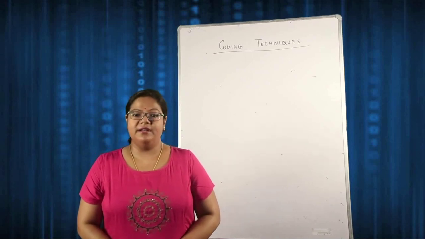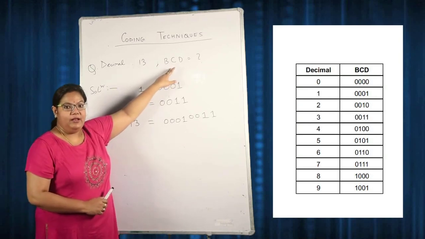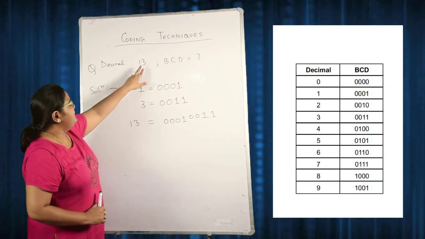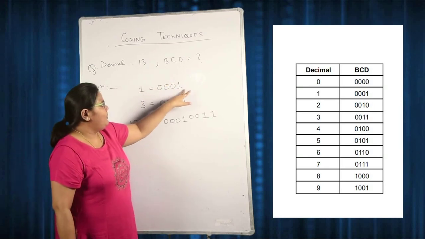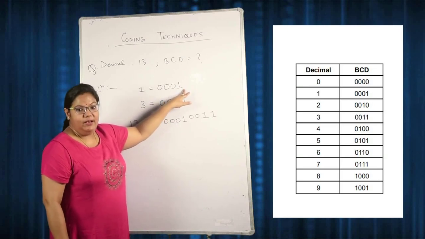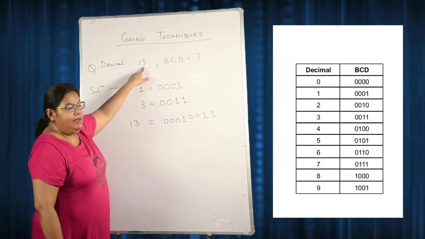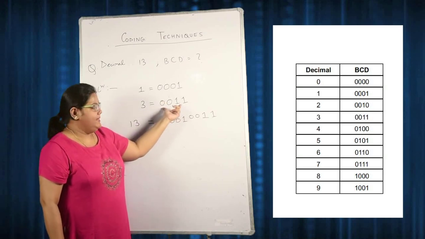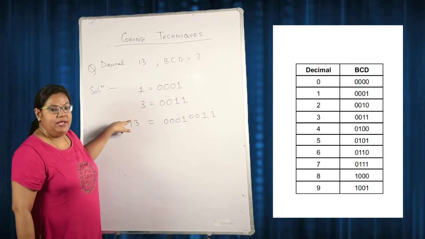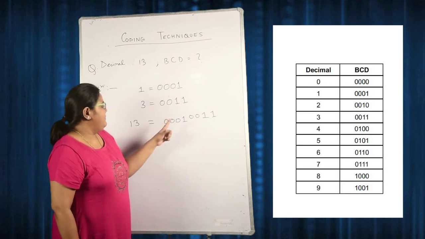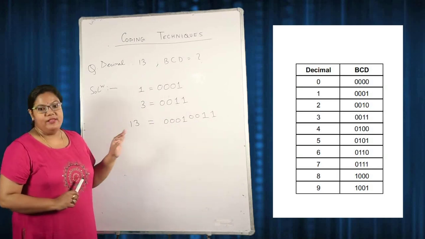Now, let us look at how we can convert a number from decimal to BCD. If we want to convert the decimal number 13 to its BCD form, we proceed this way. First, we convert the first digit, that is 1. The BCD equivalent of 1 is 0001, which is simply the binary equivalent of 1, but now we use 4 bits to represent it. Next, we take the second digit, that is 3, and convert it into its BCD form, that is 0011. To get the BCD equivalent of 13, we combine these, and that will be 0001 0011. In this way we can convert any decimal number to its BCD form.